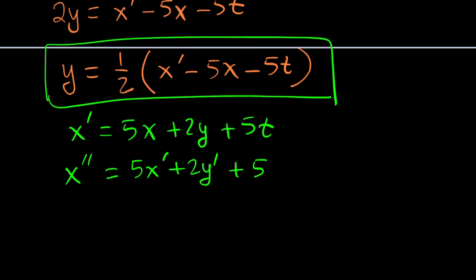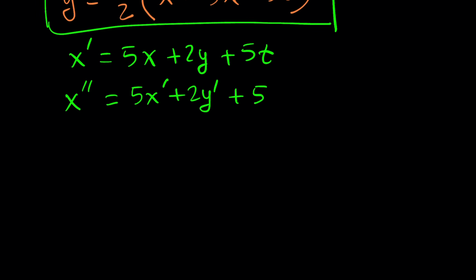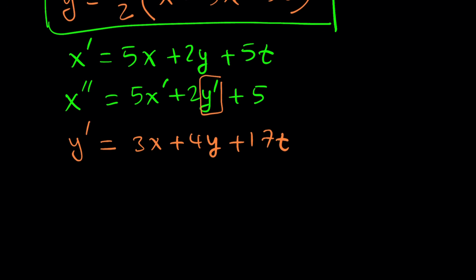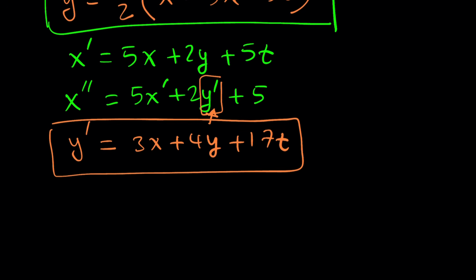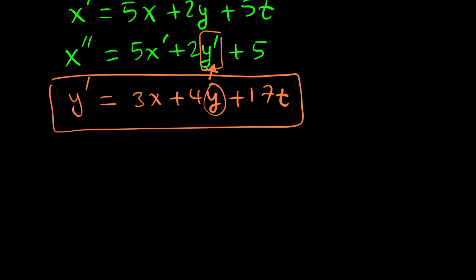Make sense? Great. Now, what can we do at this point? We want to turn everything into x. So we got y prime here. So do we have an equation for y prime? Yes, we do. The second equation gives us y prime as 3x plus 4y plus 17t. So now this is something that we can substitute here. Again, our goal is to turn everything into x, but it's going to contain some y, which we're going to take care of later. You already know how, right?